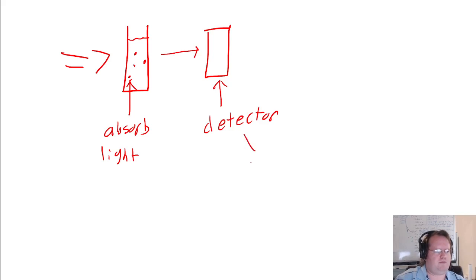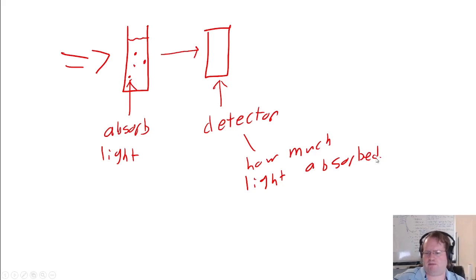So we want to know how much light is absorbed. And the idea would be that as you add more particles, more light gets absorbed, and if you have fewer particles, less gets absorbed. And so what we can do is figure out how much of whatever particle we're looking at is present in our sample based on the amount of light that gets through.